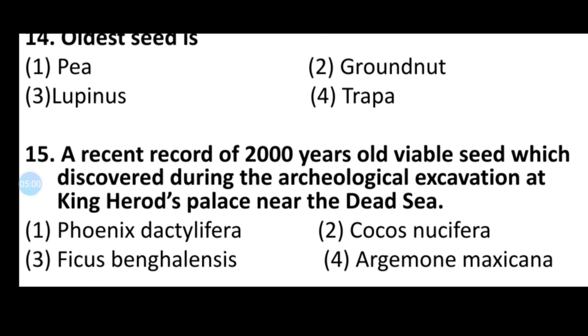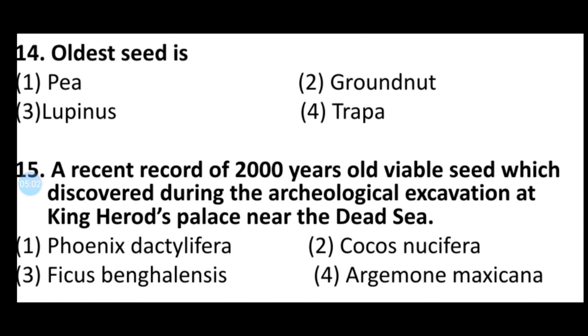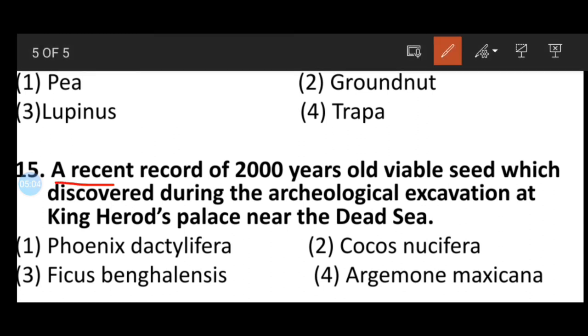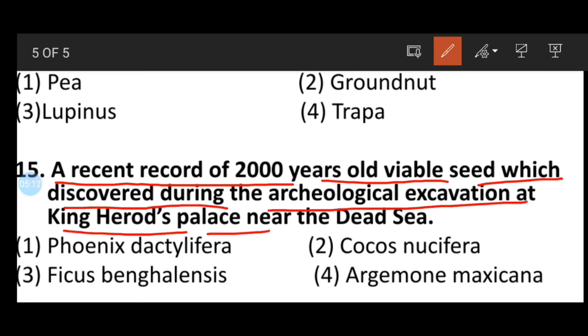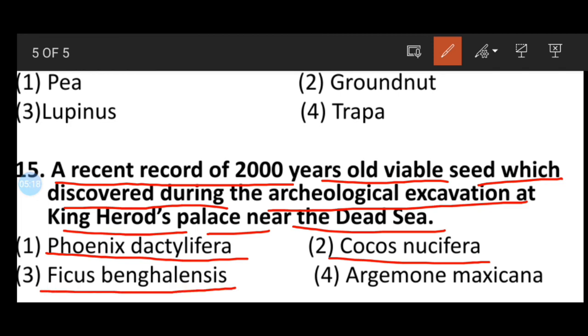And this is the last question, 15th. It is the last question. A recent record of 2000 year old viable seeds was discovered during the archaeological excavation of the King Herod's palace nearby the Dead Sea. Option number 1, Phoenix dactylifera. Second is the Cocos nucifera. Third is the Ficus bengalensis. Fourth is the Argemone mexicana.